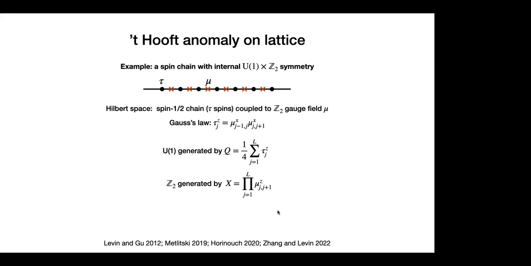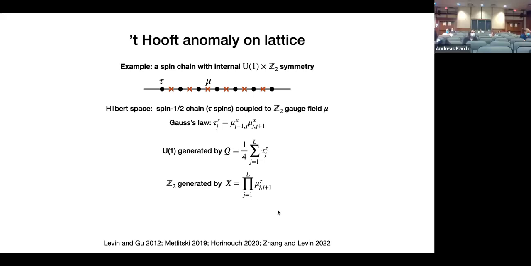Here the U1 is essentially just the rotation on tau. But because a part of U1 is already gauged, tau Z is already the gauge symmetry. So to get a faithful global symmetry, we put a quarter coefficient in front. So the charge of this U1 is the sum of tau Z, but with a quarter coefficient in front.